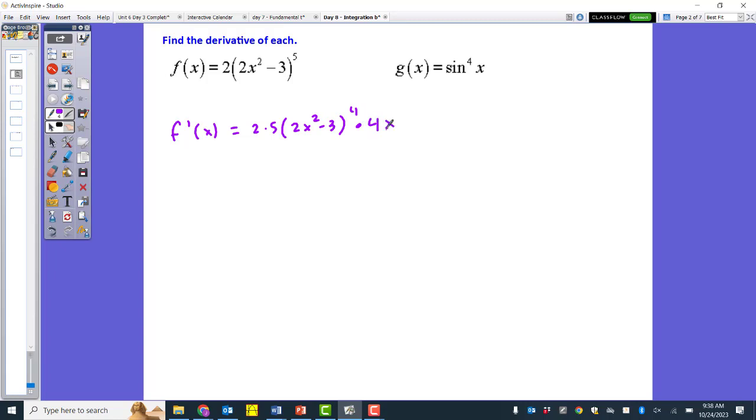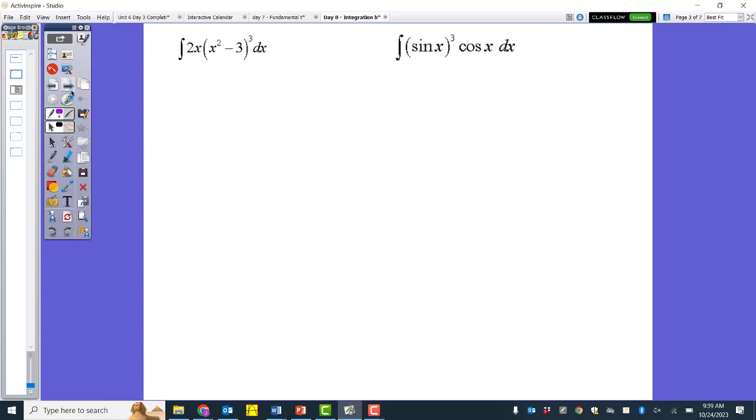Now, if we wanted to integrate, we would work perfectly backwards. We'd bring the 5 back up, so add 1 to the exponent, divide by 5. But the only way this integral works is if this goes away. And that's where u substitution comes in. So the idea is we want to find something we can make u so that its derivative is on the outside of the function.